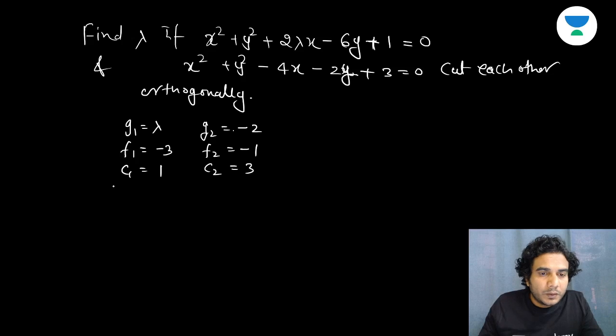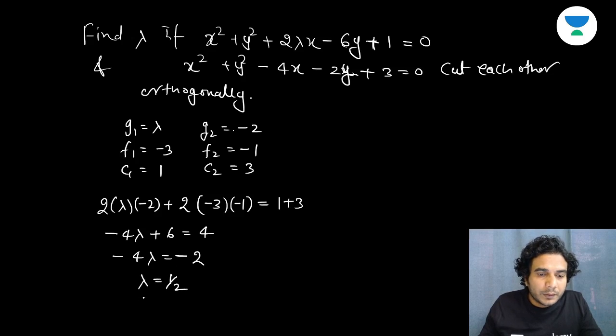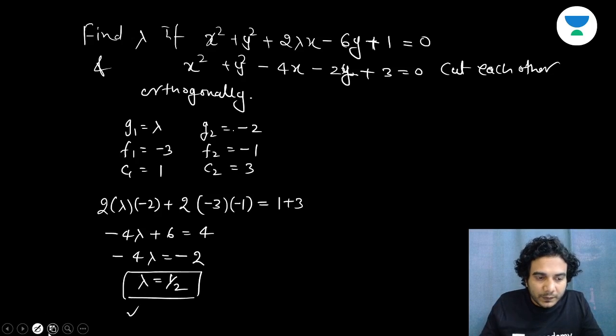Then you can apply 2g1g2 plus 2f1f2 is equal to c1 plus c2. So 2 into g1 into g2 plus 2 into f1, minus 3, into f2, minus 1, is equal to c1 plus c2, 1 plus 3. Then you get minus 4 lambda plus 6 is equal to 4, so minus 4 lambda is equal to minus 2, and lambda is equal to 1 by 2. That is the answer. I hope now you have got how to apply this formula and how to find the values of the parameter.